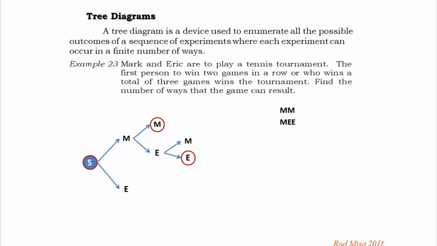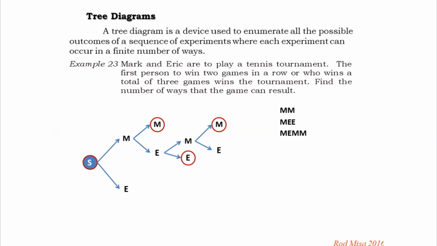But suppose Mark won the third game, then we need to play the fourth game here. And the fourth game could result in 2 possible ways. It could be Mark who will win the fourth game or Eric. So suppose Mark won the fourth game. Therefore, this is the end of the tournament because Mark has won 2 games in a row. And the pattern is Mark the first game, Eric the second game, and then Mark won the third and the fourth game. So Mark has won 2 games in a row, or a total of 3 games here.